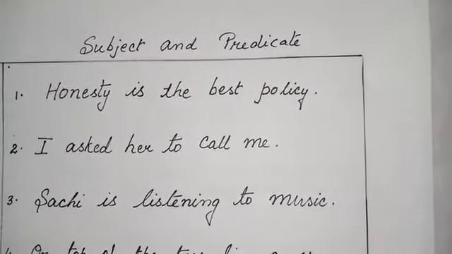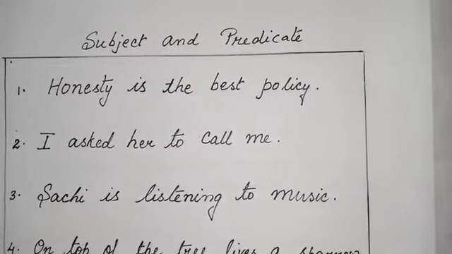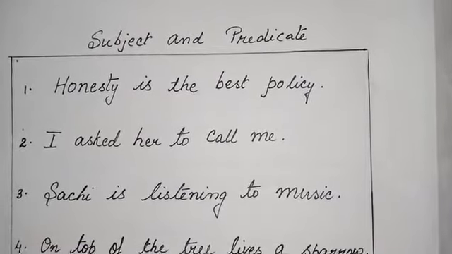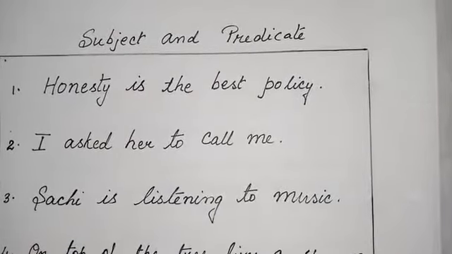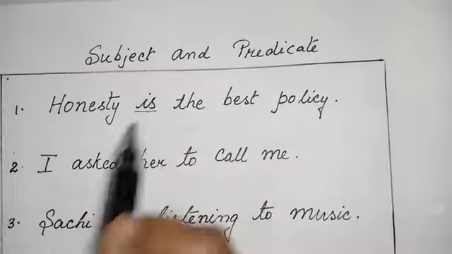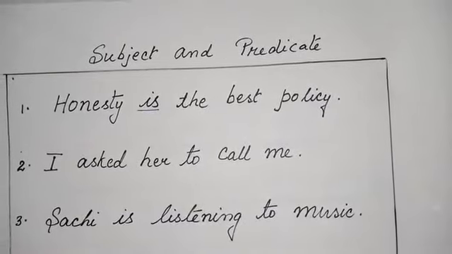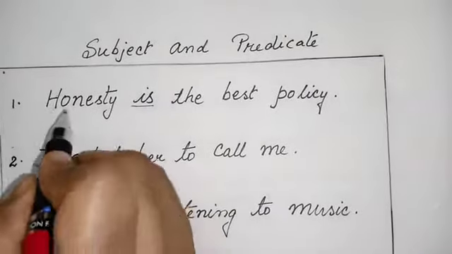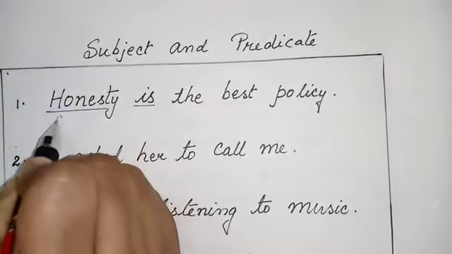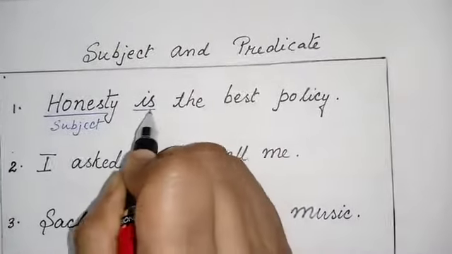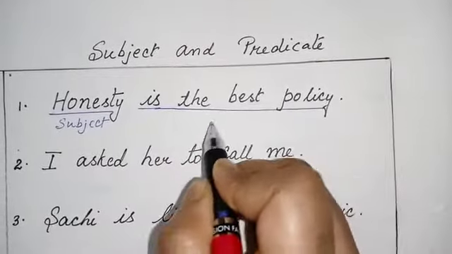Okay. Now come to the first question. See, honesty is the best policy. Can you say what is the verb here? Is. So, what is the best policy? The answer is honesty. Then, honesty is our subject. And the remaining part is our predicate.